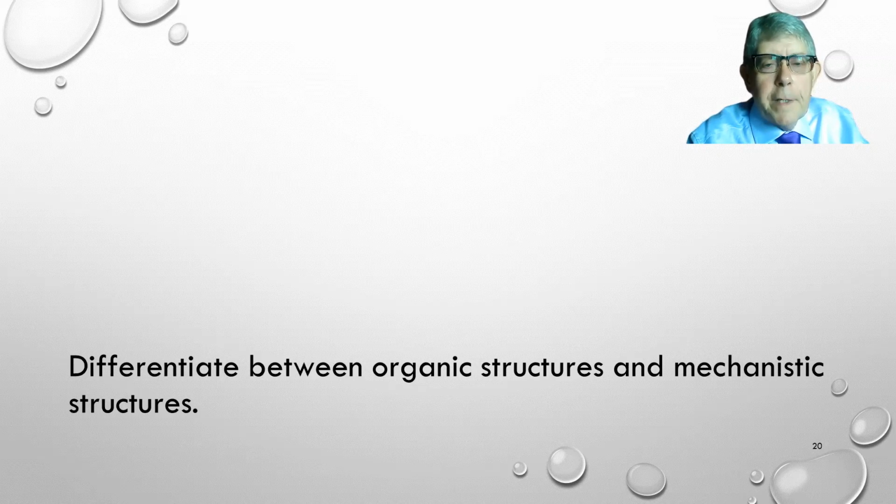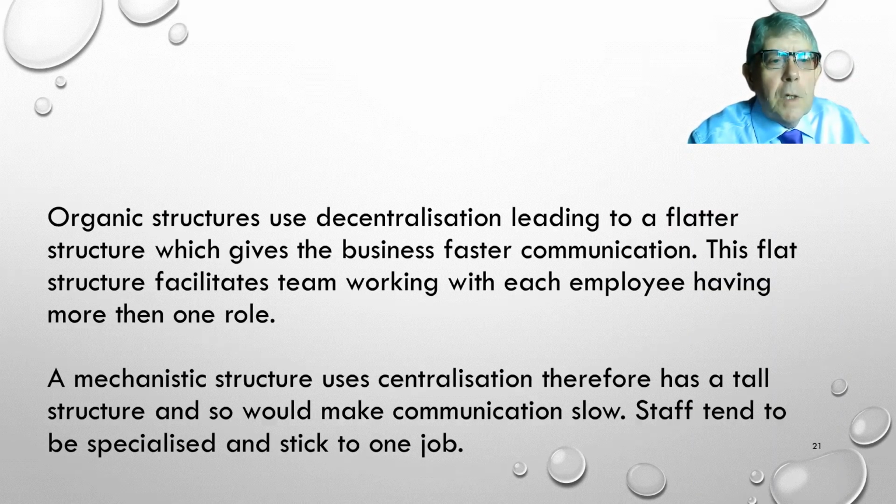Differentiate between organic structures and mechanistic structures. Organic structures use decentralisation, leading to a flatter structure, which gives the business faster communication. This flat structure facilitates team working with each employee having more than one role. A mechanistic structure uses centralisation, therefore has a tall structure, and so would make communication slow. Staff tend to be specialised and stick to one job.